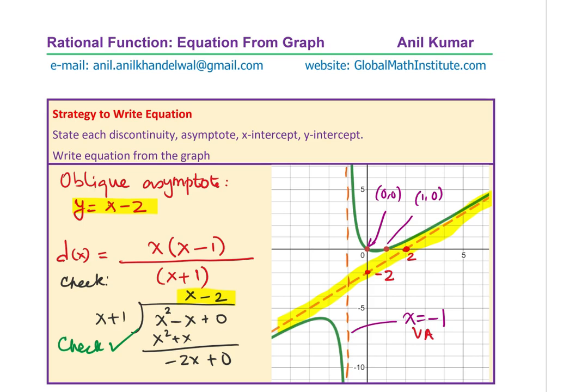Does it make sense to you? So we finally have an equation which has been checked for the oblique asymptote. You write this as x squared minus x over x plus 1, or in the factored form as shown here. So I hope with this you understand how we write an equation from the given graph.